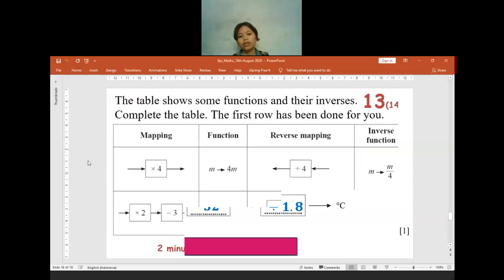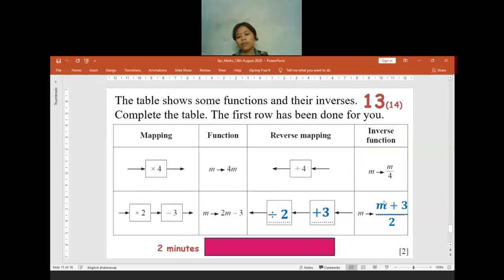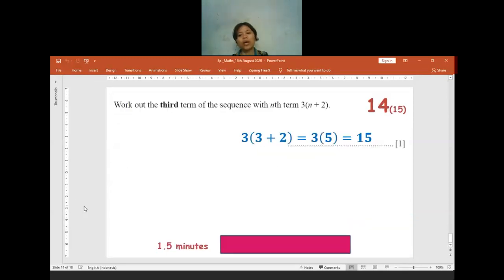This is question 14. For question 14, we have to do the reverse. So this is minus 3, it will be plus 3. Times 2 will be divided by 2. So in the end, it will be m plus 3 divided by 2. And then the last one is this one, 15. The last one is 15, okay?